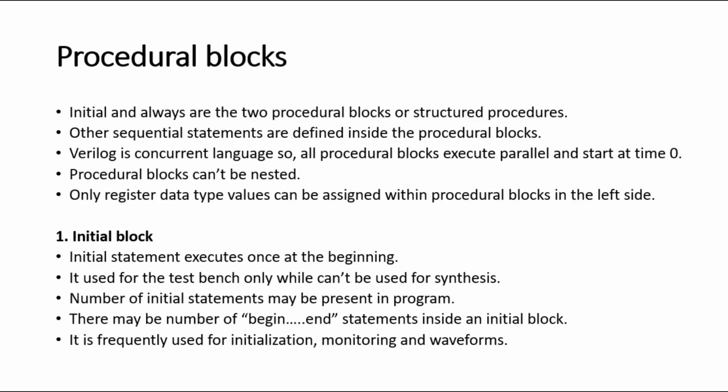Procedural blocks. There are two types of procedural blocks in Verilog and these are initial and always. All the behavioral statements are mentioned inside the procedural blocks. Behavioral statements are also called sequential statements. Verilog is a concurrent language, therefore all the procedural blocks are executed concurrently and start at time 0 if delay values are not provided. Each procedural block is a separate entity and cannot be nested.